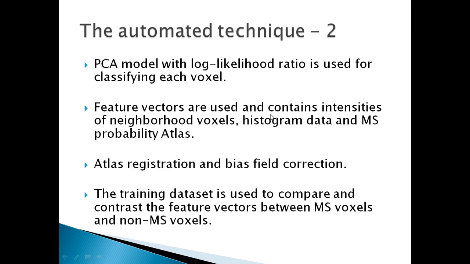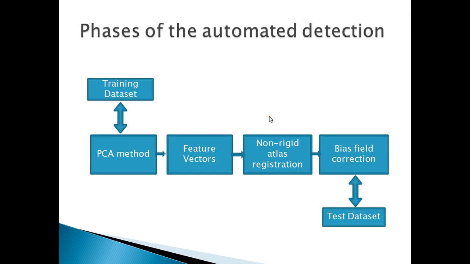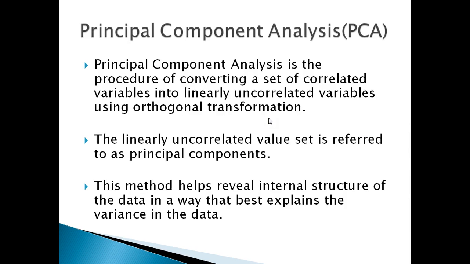We'll also use a feature vector that will contain the intensity of neighborhood voxels, the data histogram, and the MS probability atlas. We'll use the techniques of atlas registration and bias field correction. Then the training data set is basically used to compare and contrast the feature vectors between MS voxels and non-MS voxels. I'll talk about a voxel later in the presentation. So these are the phases of our automated detection. The training data set goes through the PCA method, the feature vectors, atlas registration, and the bias field correction. The test data set is tested against the training data set that goes through all these four phases.